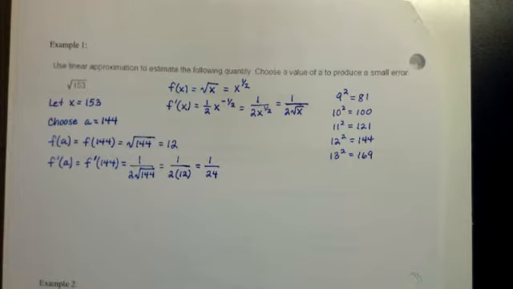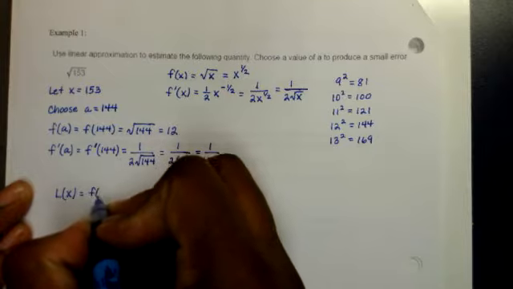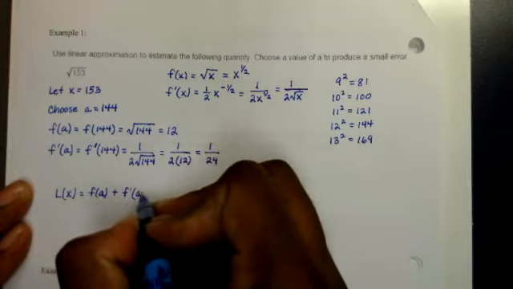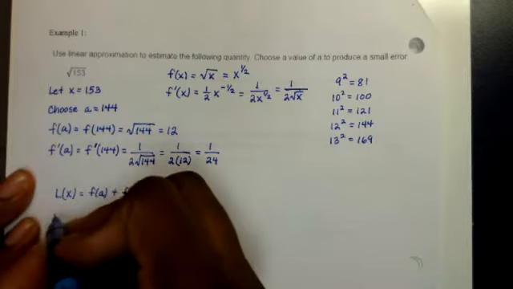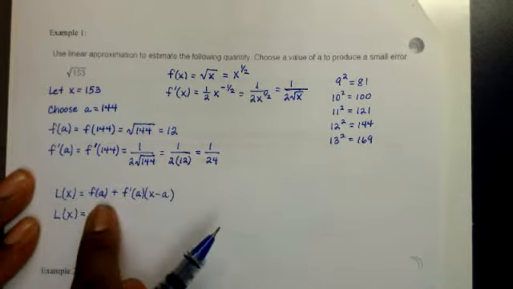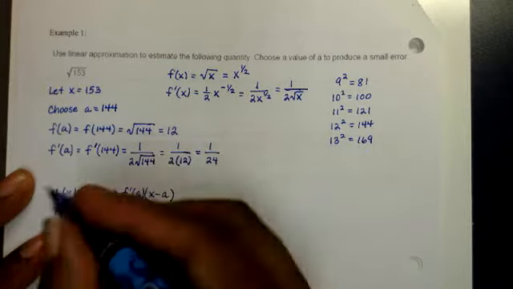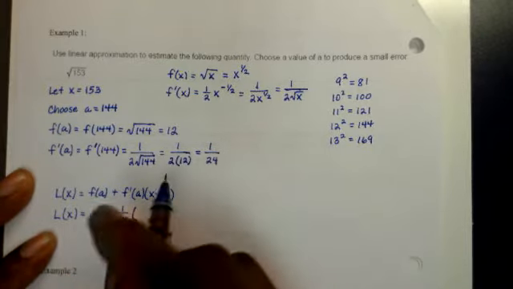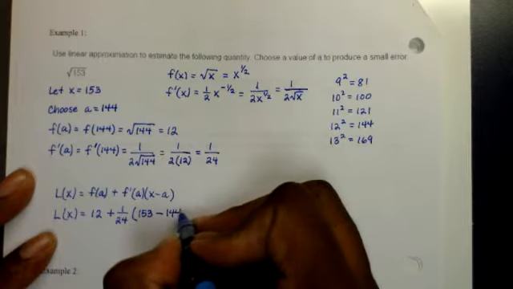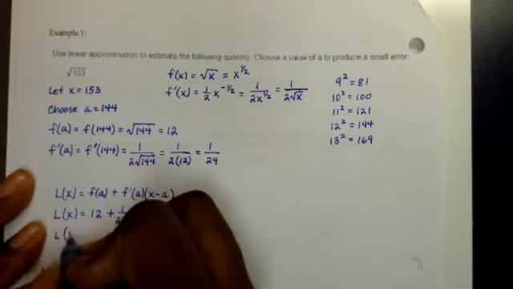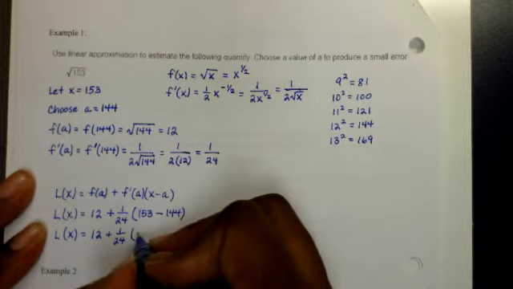Now I have enough information that I need to use the linear approximation formula, which is, of course, L of x is equal to f of a plus f prime of a times the quantity x minus a. All right, so let's do our substitution here. L of x is going to be f of a. We found that out to be 12. Plus f prime of a, that was 1 over 24, times x, that's 153. We let x be 153, minus a, that's 144. So L of x is equal to 12 plus 1 over 24, and then subtract 144 from 153, you'll end up with 9.